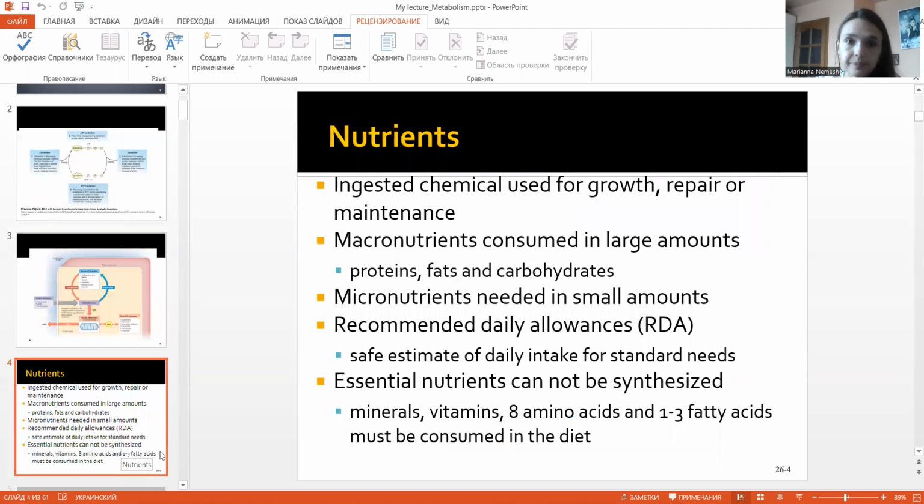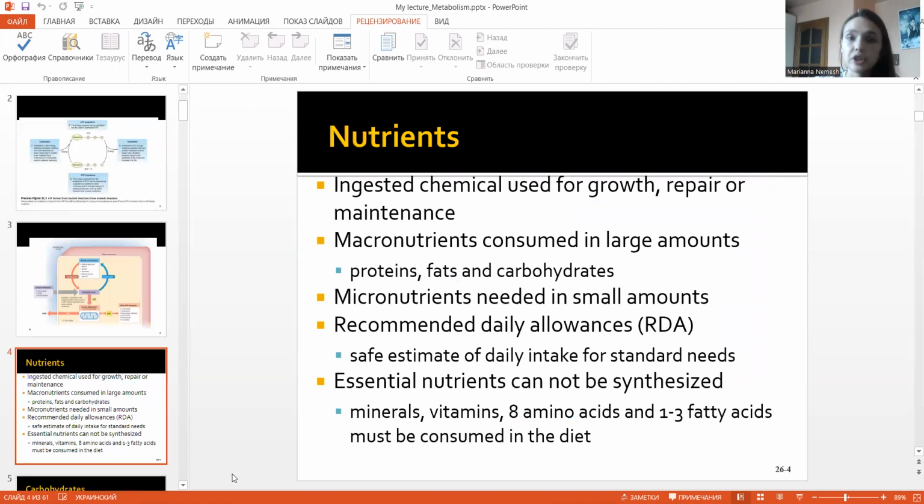Function of the body. Nutrients are ingested chemicals used for growth, repair, and maintenance. Macronutrients are consumed in large amounts: proteins, fats, and carbohydrates. Micronutrients are needed in small amounts. When I talk about nutrition, we also should mention the recommended daily allowance, how many nutrients our body requires, a safe estimate of daily intake for standard needs.